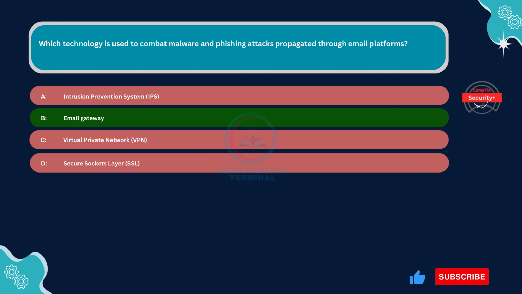Option D, Secure Sockets Layer, SSL, is incorrect. SSL is a cryptographic protocol used to secure communication over the internet by encrypting data transmitted between a web server and a web browser. While SSL and TLS encryption can protect data privacy and integrity, it is not specifically designed to combat malware and phishing attacks propagated through email platforms.